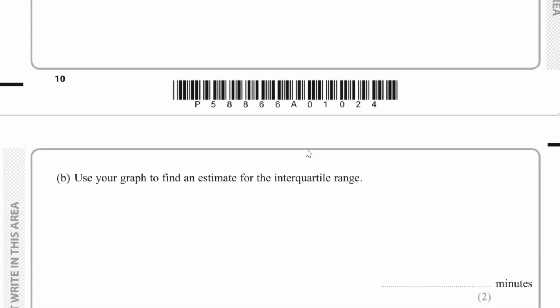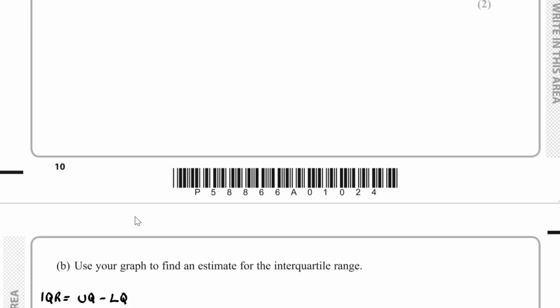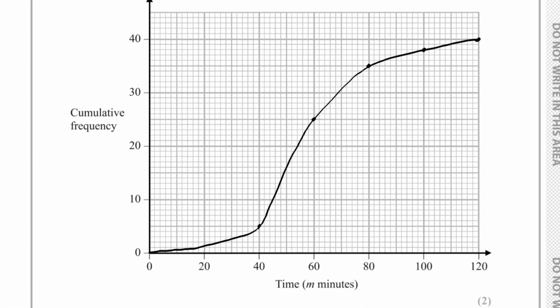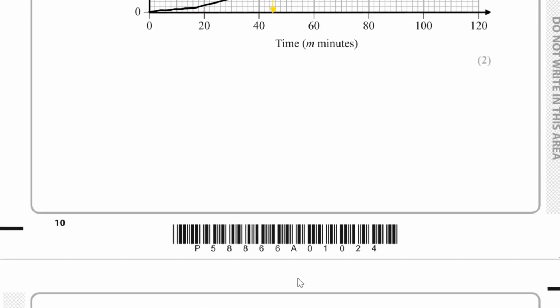And now for part B of the question, we have to find an estimate for the interquartile range. Well, the interquartile range, that's equal to the upper quartile minus the lower quartile. So we've got over here 40 people in total, so the lower quartile, that's going to be 40 divided by 4, which is 10. So the lower quartile, that's equal to, well, here we've got 45 by the looks of it.